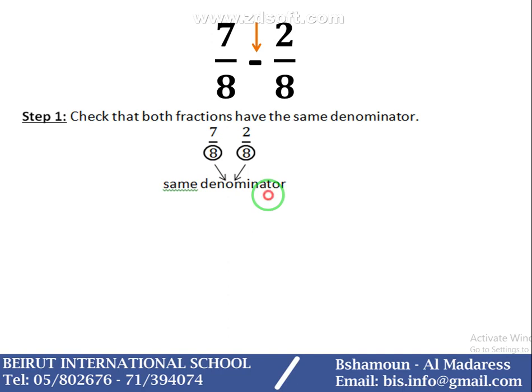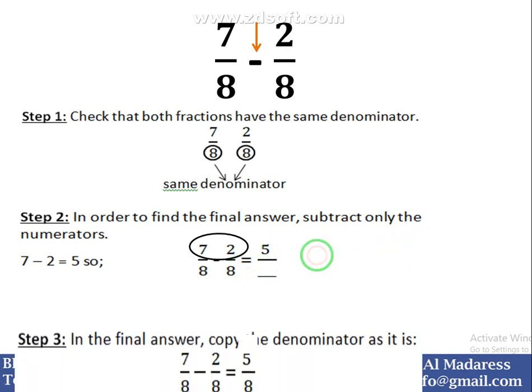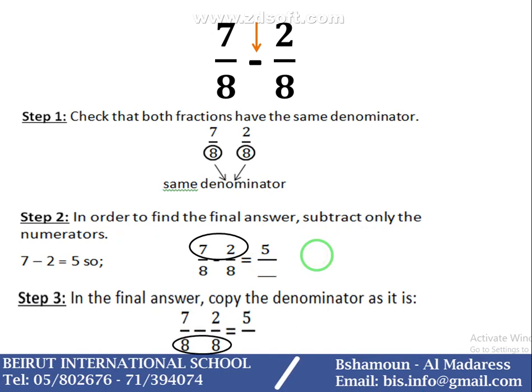Of course, we subtract only the numerators, and in our case the numerators are 7 and 2, so we are going to subtract 2 from 7 and the answer is 5. Now what about the denominator? Just like addition, we copy the denominator as it is, and the denominator in our case is 8, so we copy it as it is, and we get as a final result 5 out of 8.